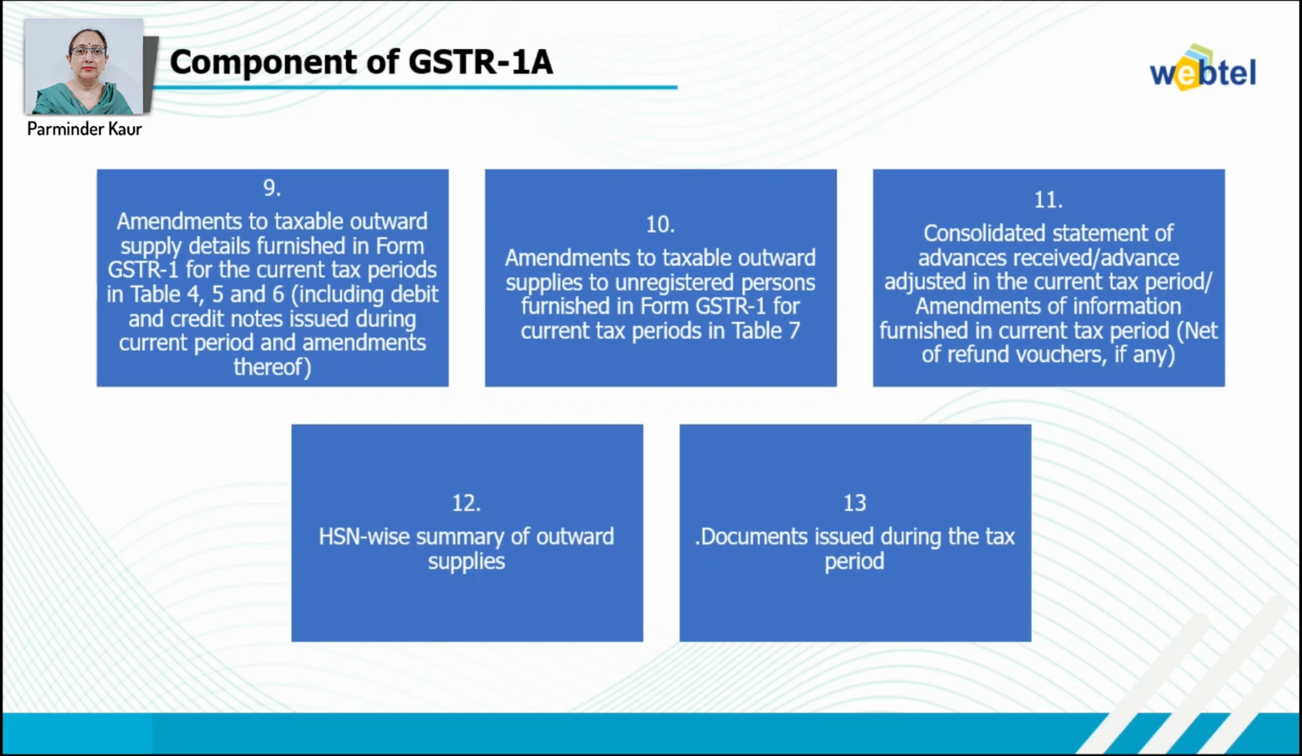In table number 13, document issued during the tax period. So this table will contain the changes made to the documents issued during the same tax period, such as invoices, revised invoices, debit and credit notes, refund vouchers, payment vouchers, etc. to be mentioned.